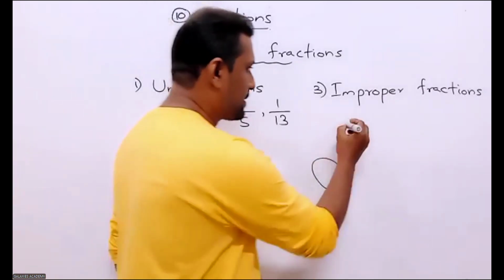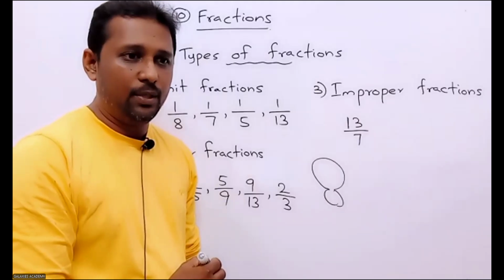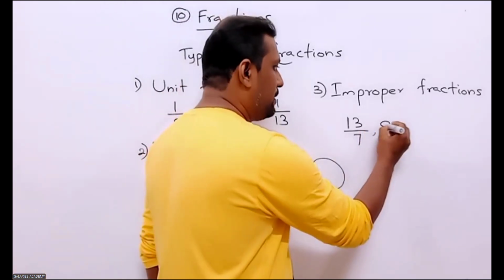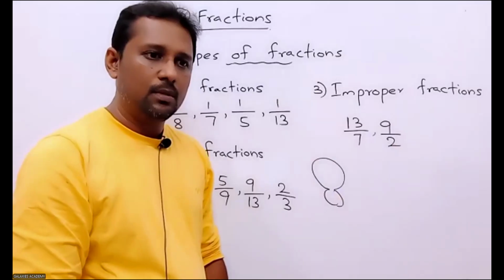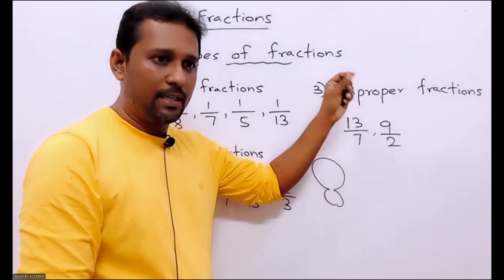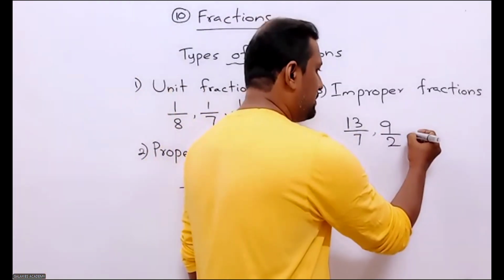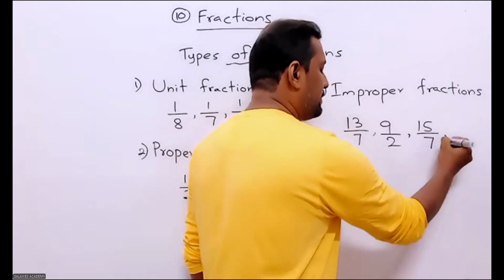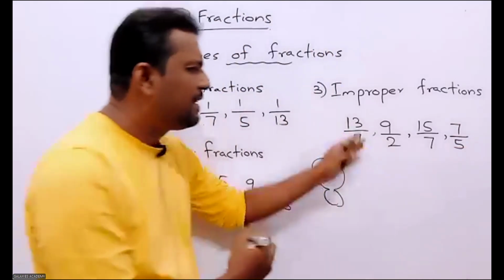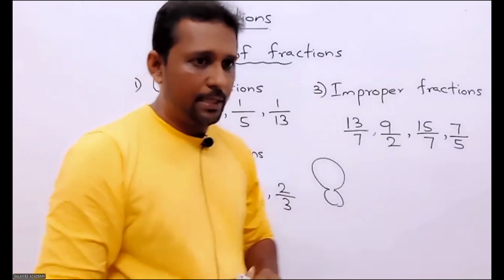right? Like this fraction, 13/7, right? 13/7. The numerator is larger than the denominator. And another example, 9/2, right? The numerator is 9, the denominator is 2, right? 9 is greater than 2. That means the numerator is larger than the denominator. And another example, 15/7, right? 7/5, right? Fractions like that are known by which name? Improper fractions, right? Are you clear? Improper fractions. Can you understand?